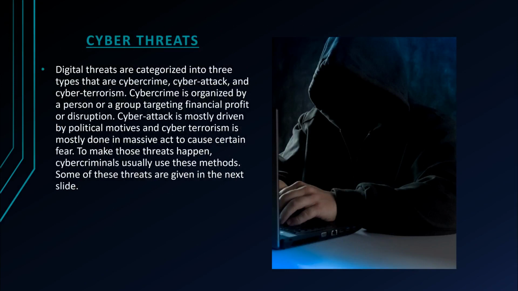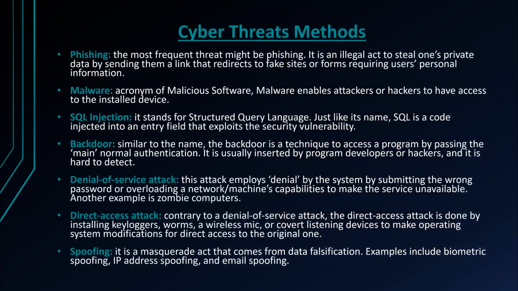Cyber threats. Digital threats are categorized into three types: cybercrime, cyberattack, and cyberterrorism. Cybercrime is organized by a person or a group targeting financial profit or disruption. Cyberattack is mostly driven by political motives, and cyberterrorism is mostly done in a massive act to cause certain fear. To make those threats happen, cybercriminals usually use these methods. Some of these threats are given in the next slide.